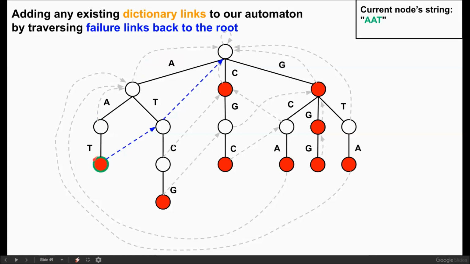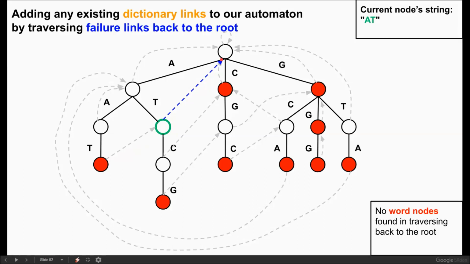Okay, now let's consider this node. We're going to do the same thing. Let's traverse the failure links back to the root and see if we hit a word node. Okay, this is not a word node. Let's keep going. And we get back to the root, and we didn't find any word nodes. So there's no outgoing dictionary link for this node, for AAT. Now let's try this one. Same thing. Let's traverse the failure link back to the root, and we didn't hit a word node, and so same result. We do not have a dictionary link that is outgoing from that node.